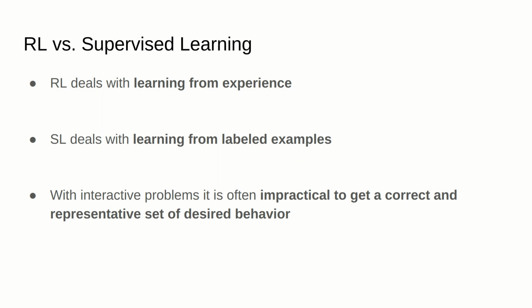The reason that supervised learning can't generalize to the interactive problems that we use in RL is that with interactive problems, it's often impractical to get examples of desired behavior that are both correct and representative of all the situations in which the agent has to act. And since we can't get these labeled examples, we have to use alternative methods like RL instead. In uncharted territory, an agent must be able to learn from its own experience.